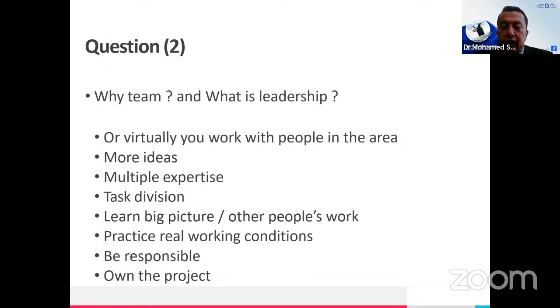Also with a team, you get more ideas. You are multiplying the expertise of others and adding it to your expertise. You are also dividing the tasks and the responsibilities. You are also practicing real work conditions. You are listening to them, and you feel that everyone is in charge, everyone is responsible and liable for what they have been assigned to do, and everyone feels ownership of this project. That is really a successful team. This makes a successful project team.